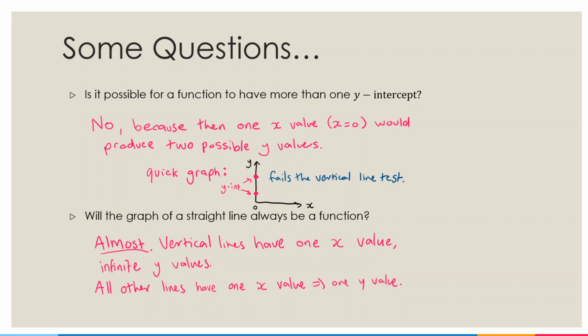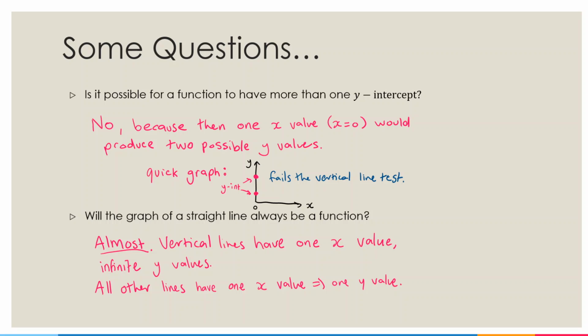Okay, so is it possible for a function to have more than one y-intercept? No, because then one x value, when x is equal to 0, would produce two possible y values. So I've got a little graph here. When there are two y-intercepts, that means it's failing the vertical line test. So that means you're not going to have a function if you've got something with two or more y-intercepts.